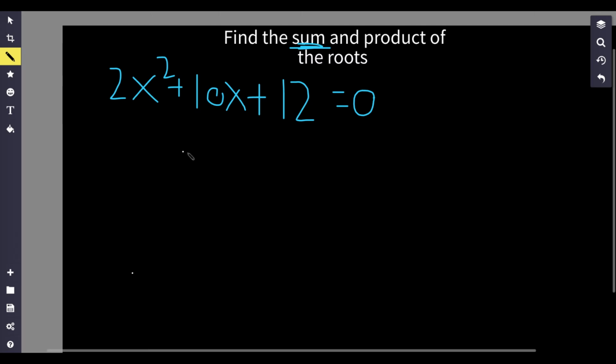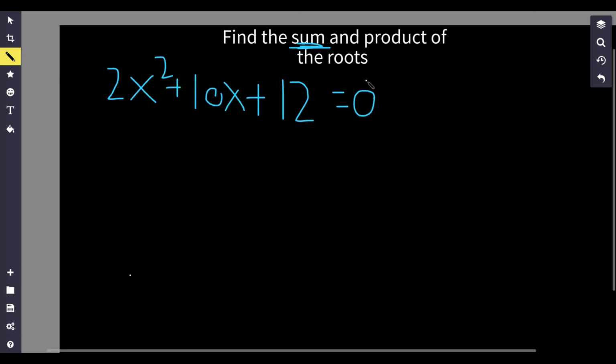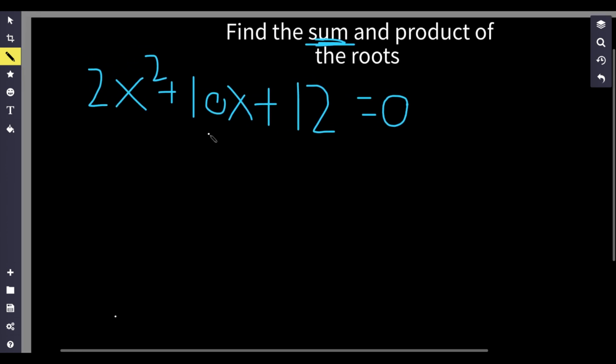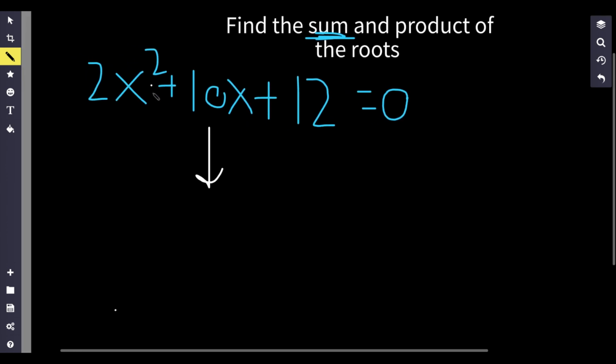Let's say we have this quadratic equation and we want to find the sum and product of the roots. First thing you might be thinking is, well, can we factor this at all? So first step, let's try to find the GCF, the greatest common factor for all of these terms.